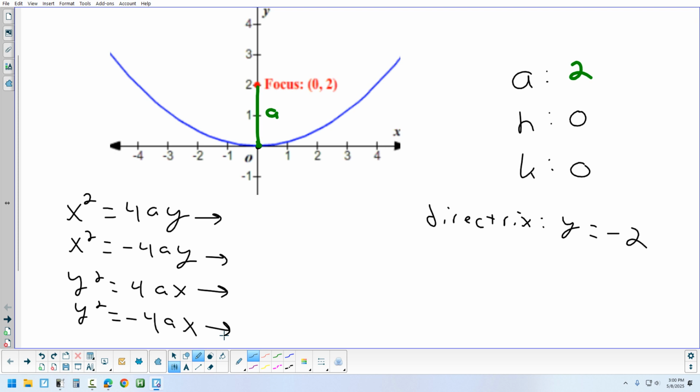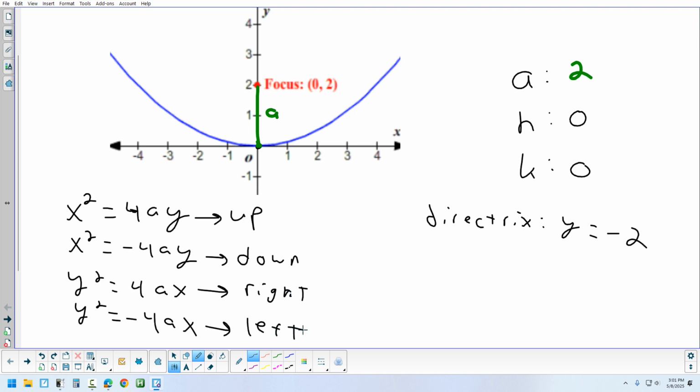We want to look at the 4, and then the y tells you that it's vertical. So it's a positive 4 vertical. That would be up. How about a negative 4 with the vertical letter? Down. How about 4ax? Right. And negative 4ax? Left.